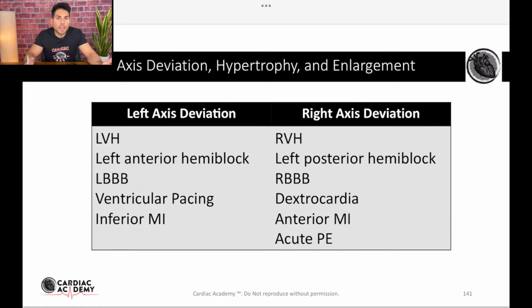All right, so here we have some examples of possible causes of left axis deviation and right axis deviation, okay? For left axis deviation, we have the classic left ventricular hypertrophy, but we can also have left bundle branch block. Left anterior hemiblock or fascicular block can also cause it. Ventricular pacing, when you have a pacemaker. In right axis deviation, we have right ventricular hypertrophy, left posterior hemiblock or fascicular block, right bundle branch block, and dextrocardia, which is more rare, although I've seen one in my lifetime. And I'm still kind of young, so I'm hoping to see more. But we'll go into each one of these possible causes in future videos, okay?